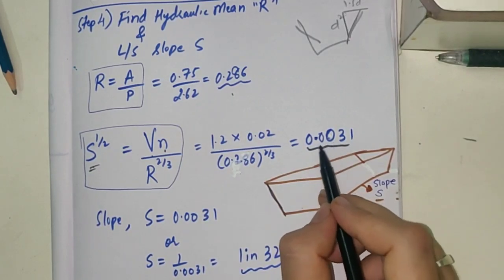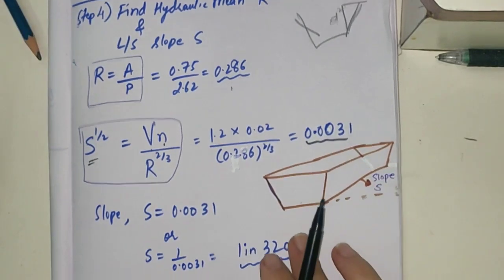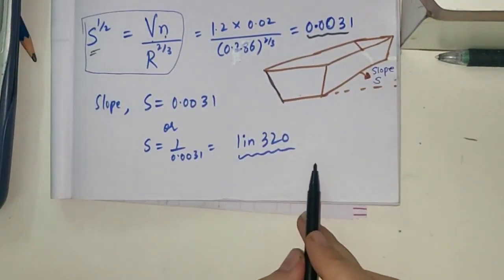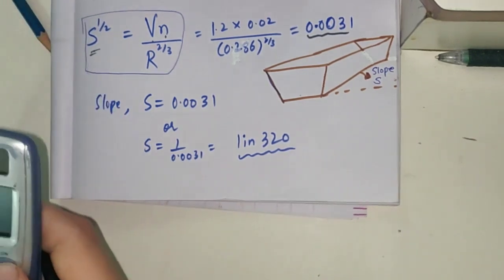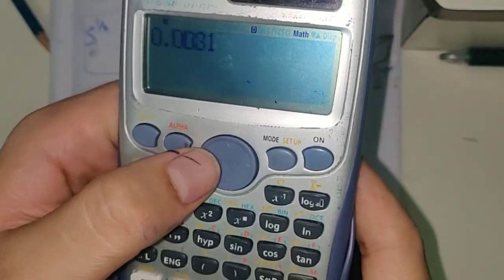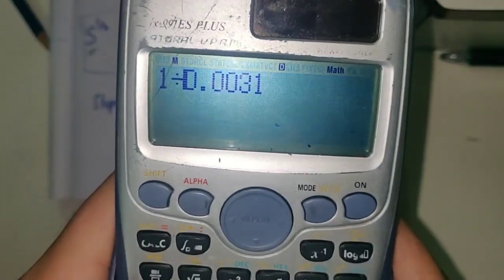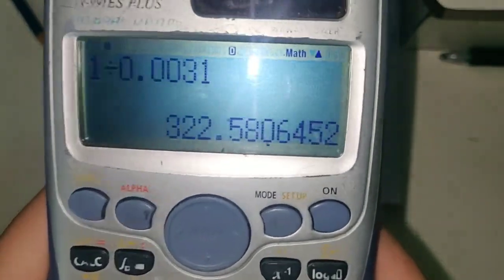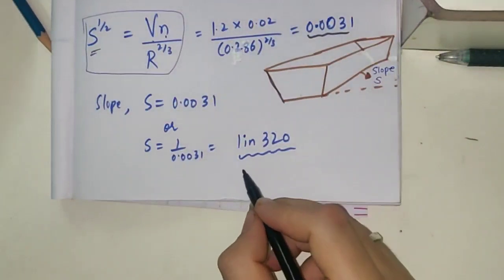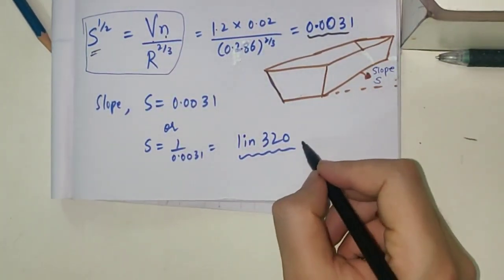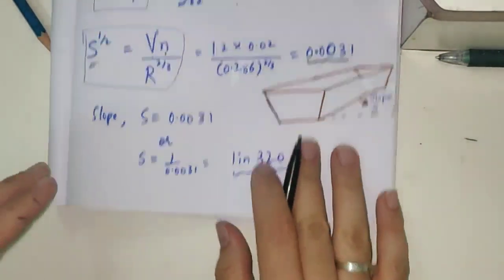Okay, for every 100 meters generally we say it as 0.0031. It can also be represented as 1 in x. So how do you do 1 in x? You just have to do 1 divided by 0.0031. If you just do this, you will get the value 322. So we can write it as 1 by 322. That's all. So this is a very simple problem.